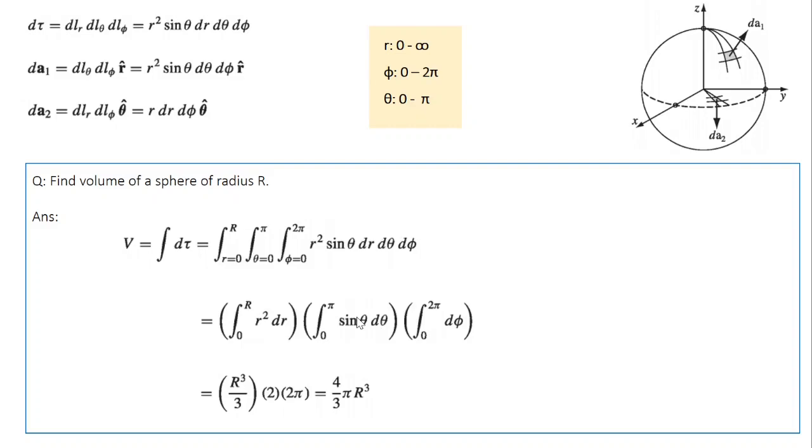So that's about the surface, volume and line elements of spherical polar coordinates. In the next class, we will discuss the vector derivatives, the gradient, divergence and curl in the spherical polar coordinate system. Thank you.